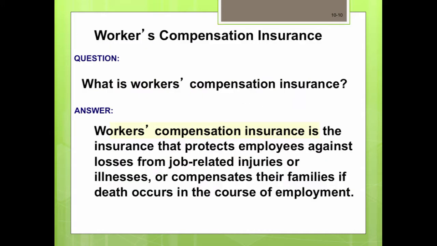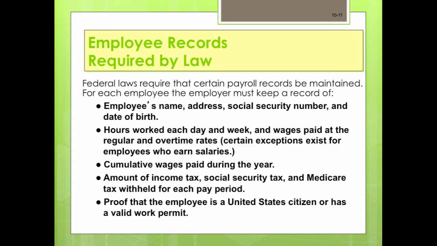So let's talk about workers' compensation insurance. What is workers' compensation insurance? And the answer is simple. Workers' compensation insurance is the insurance that protects employees against losses from job-related injuries or illnesses, or compensates their families if death occurs in the course of employment. So in states where it's required, employers pay for insurance that will reimburse employees for losses resulting from these injuries, or compensate families in the event of death.